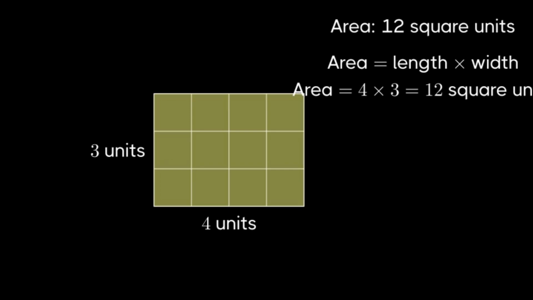Look at our filled rectangle again. We have 4 squares in each row, and we have 3 rows total. That's why multiplying 4 times 3 tells us the total number of squares. This is why the area formula works for any rectangle. Let's visualize the area of a rectangle by breaking it down into unit squares.